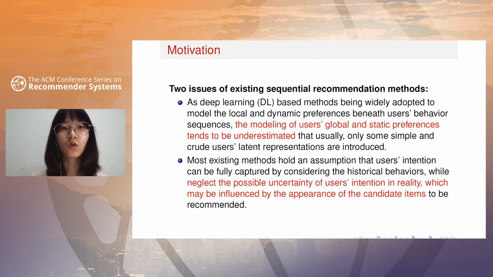In this paper, we focus on two issues for sequential recommendation. Firstly, we notice that as deep learning-based methods are widely adopted to model local and dynamic preferences beneath users' behavior sequences, modeling of users' global and static preferences tends to be underestimated. Secondly, most existing methods hold an assumption that users' intention can be fully captured by considering the historical behaviors, while neglecting the possible uncertainty of users' intention in reality, which may be influenced by the appearance of the candidate items.